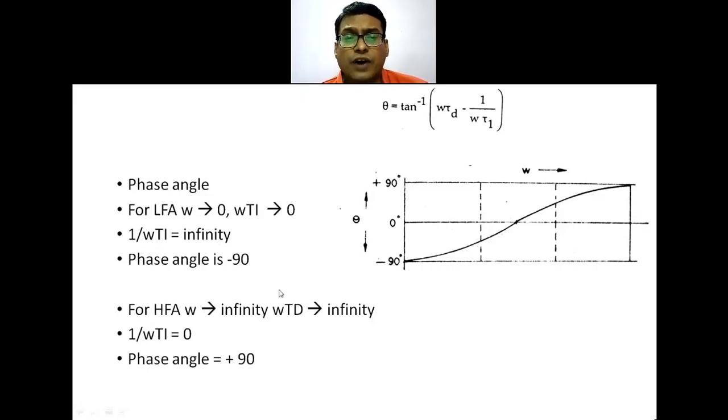And in case of high frequency asymptote, omega tends towards infinity, so omega tau I tends towards infinity. Look at this basic formula, you have to substitute omega tending towards infinity. So this value will be neglected, and it will depend on omega tau d, which tends towards infinity. So 1 upon omega tau d is equal to 0. This is the phase angle that comes as 90. So it is minus 90 to plus 90, that will be the variation for this omega.